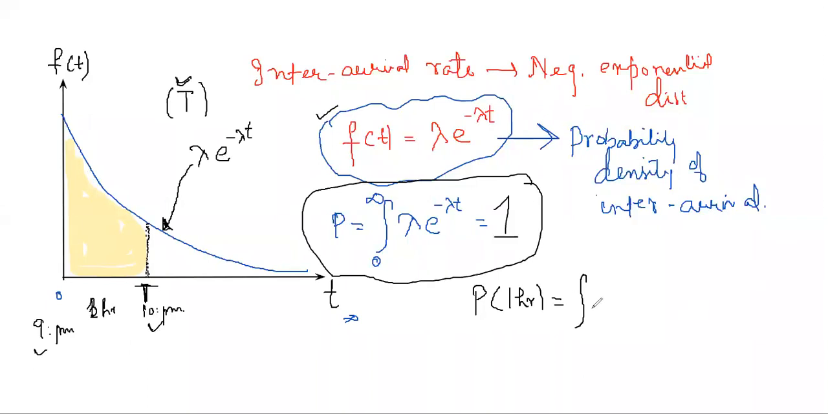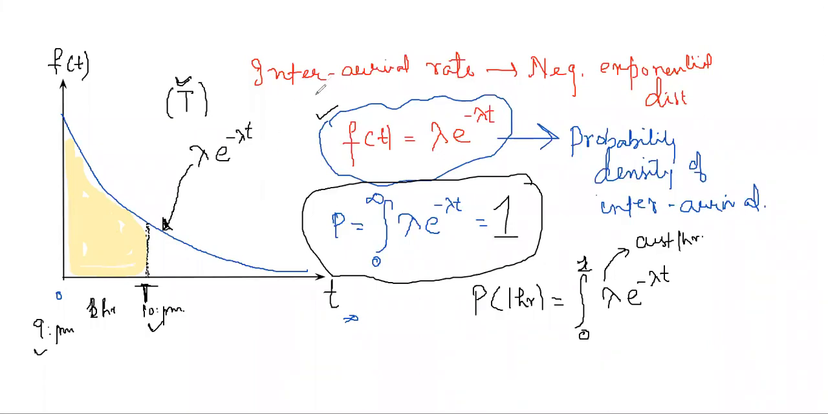So this is equal to the integral of lambda e raised to the power minus lambda t, from 0 to 1 hour. So we are integrating from 0 to 1, then this lambda should be in customers per hour. This arrival rate should be in terms of per hour. I hope you understand what is going on here.